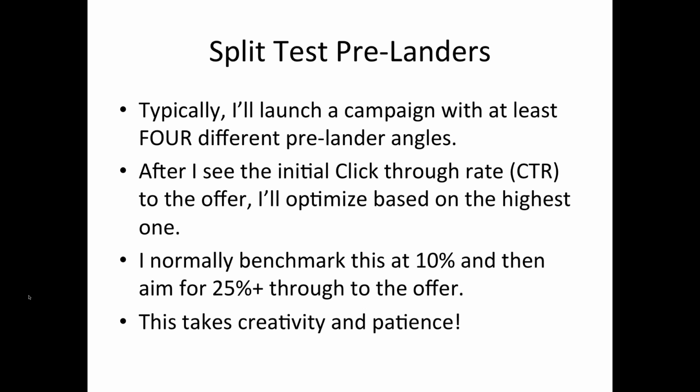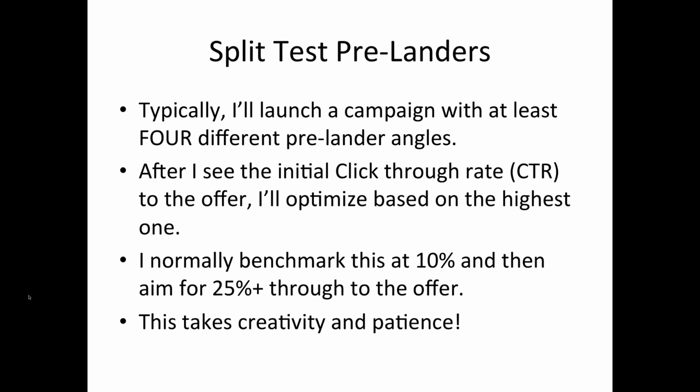So I try to benchmark this at 10%. When I make a pre-lander, I want at least 10% of the traffic that sees that pre-lander to go through to the offer. And then I kind of aim for 25%. I want to get at least 25%. That still means I'm losing a lot of my traffic, but I still want to aim for getting at least 25% in through to the offer, and most of the time much higher than that.